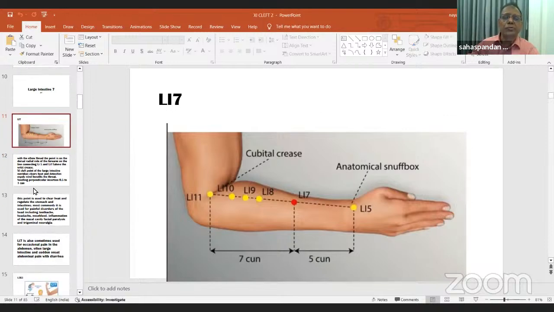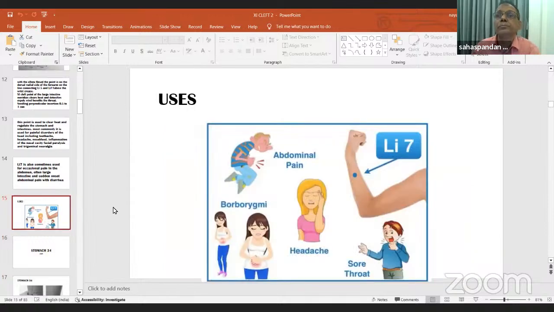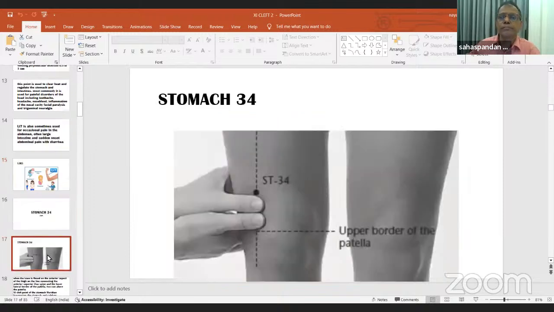Then let us discuss the uses once again. So the uses are abdominal pain, headache, and borborygmus, which is intestinal sound in the abdomen, and sore throat, throat pain. Now, our next point is ST34.